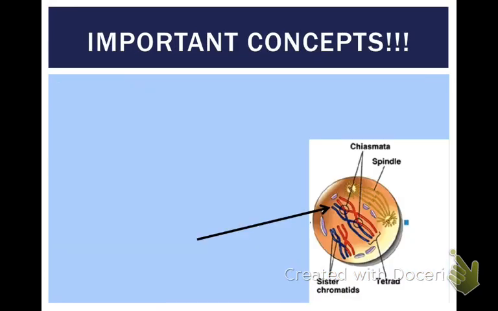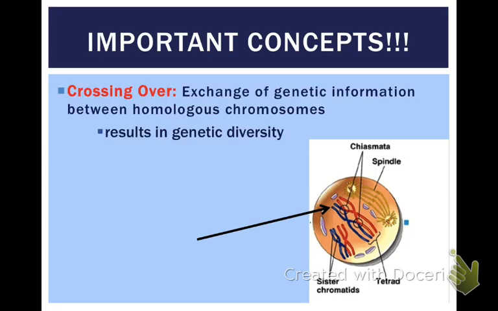Before we go to the next step, we talked a little bit about crossing over, and that is the exchange of information between the homologous chromosomes. Again, that results in genetic diversity, meaning you're going to have different genetics. Every cell is going to have a different set of instructions, and that's a good thing so that everybody can be different and we can increase our survival rate in the environment.